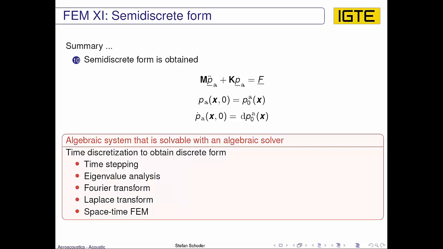First of all, we could use a time stepping scheme. We can use some sort of eigenvalue analysis of the system of equations. There we get some insight. We can use the Fourier transform to get the ODEs into an algebraic system of equations. We can use the Laplace transform, or we can even do the space-time finite element formulation, which is more or less advanced, and is treating the time coordinates similar to spatial coordinates.